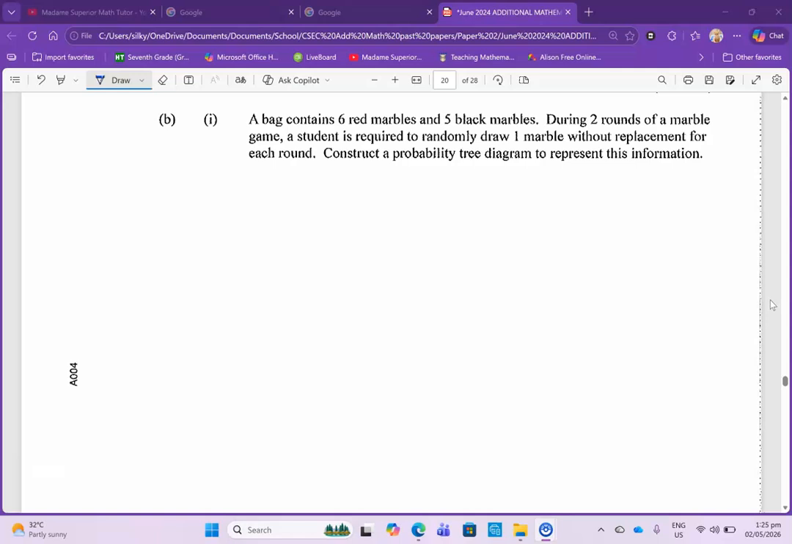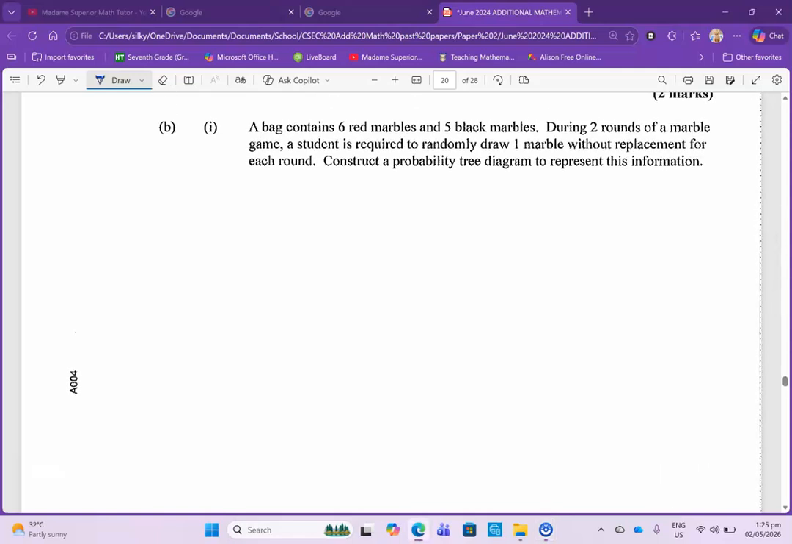A bag contains 6 red marbles and 5 black marbles. During 2 rounds of a marble game, a student is required to randomly draw 1 marble without replacement for each round. Construct a probability tree diagram to represent this info, and this is worth 4 marks. So let's start drawing our tree.